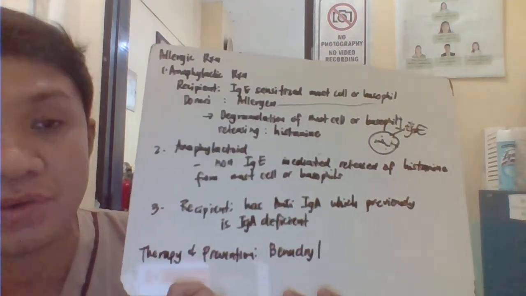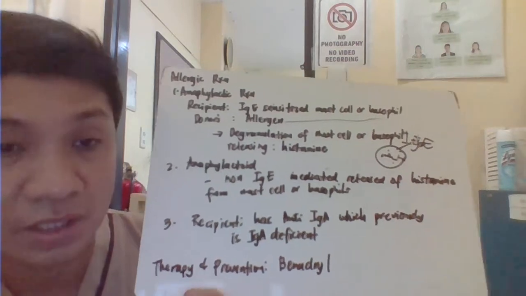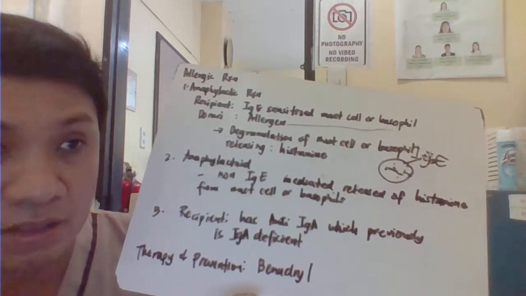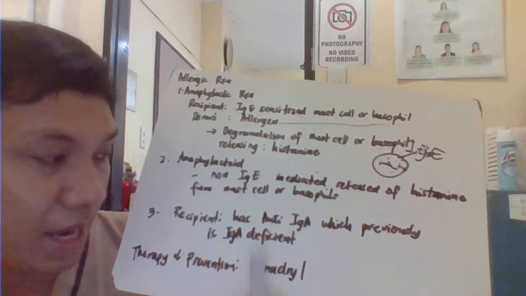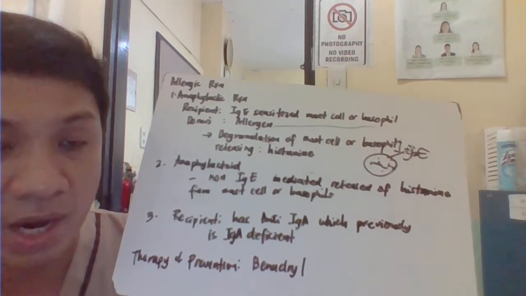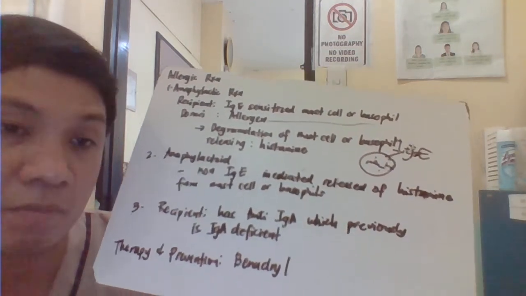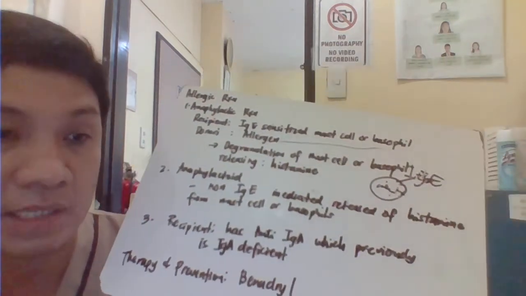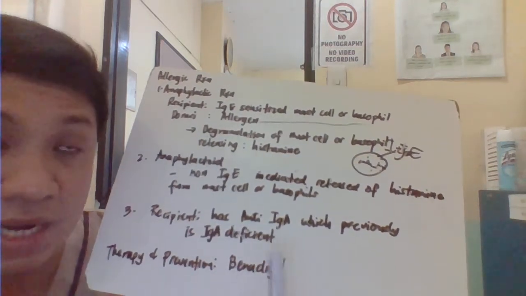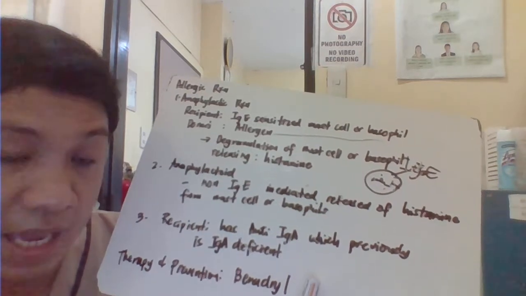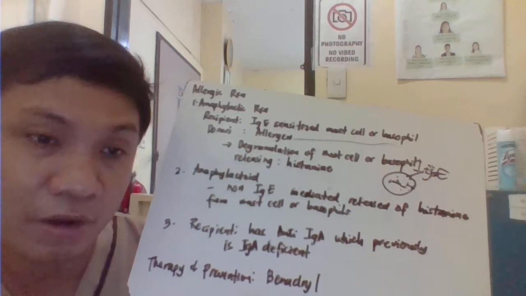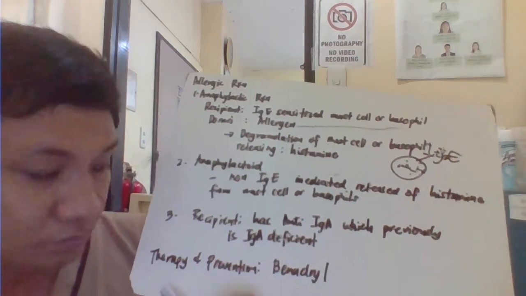Another cause of your allergic reaction is that the patient has anti-IgA antibody. The patient developed anti-IgA antibody because previously the patient was IgA deficient. But apparently, because of exposure, maybe a previous blood transfusion or pregnancy, the patient developed anti-IgA. Then the donor's blood contains IgA. It will combine with the anti-IgA of the recipient, and that will be responsible for the allergic reaction.